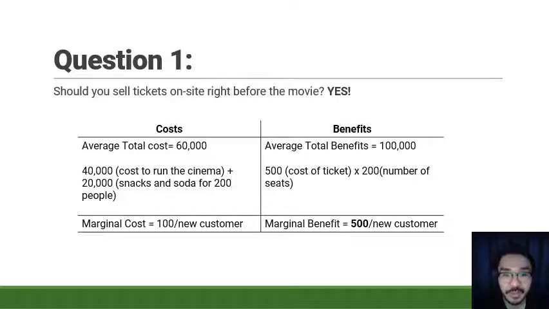Because the 40,000 pesos to run the cinema is something that you'll pay for anyway, right? With the 100 customers you currently have. And you can't really discount that 40,000 pesos because you have fewer customers. So the true cost that you have to pay for each new additional customer is only about 100 pesos. And the marginal benefit that you get out of it, if you do in fact sell tickets on site, is about 500 pesos per new customer. So there's definitely more benefit for you if you decide to sell tickets on site, if you can't sell them out online.